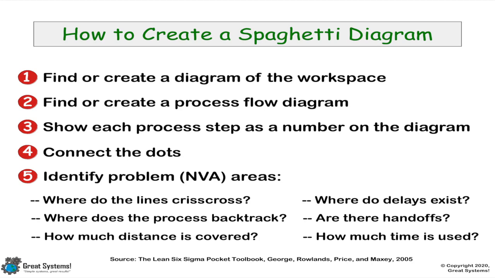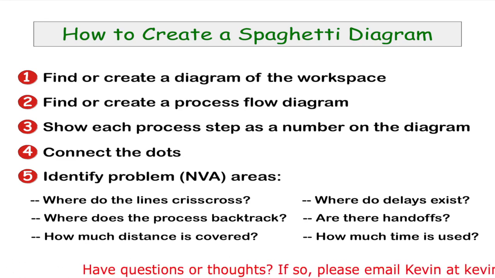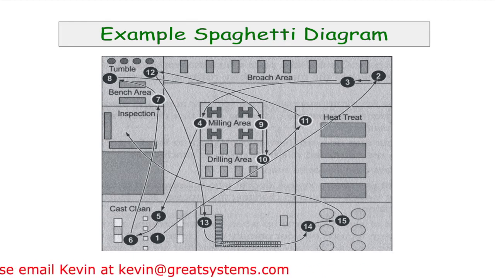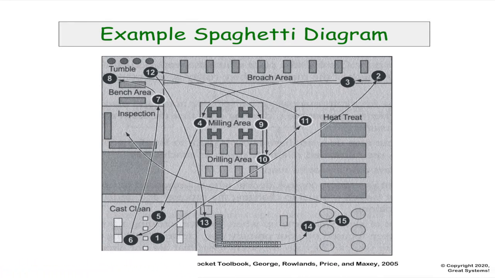Now, as a side note, a little bit later in this module, we'll be talking about how geofencing and geomapping can be used to create spaghetti diagrams and analyze spaghetti diagrams much more quickly than hand-drawn diagrams can. So stay tuned for that. Example spaghetti diagram. Let's take a look at this example spaghetti diagram, which comes from the Lean Six Sigma Pocket Toolbook by George, Rowlands, Price and Maxey. It comes from 2005, but it is a great little reference. I really suggest that you grab it.